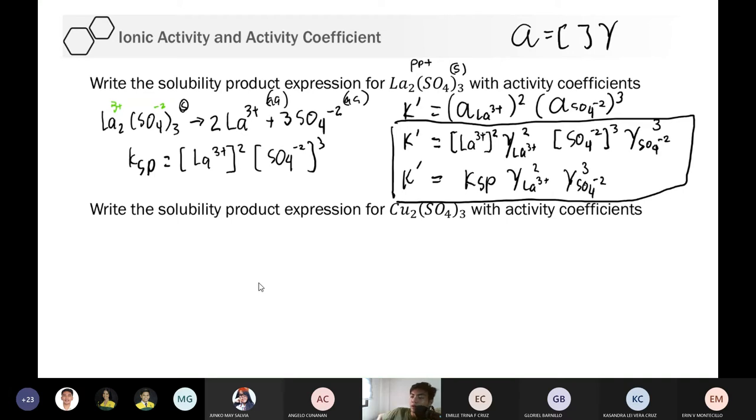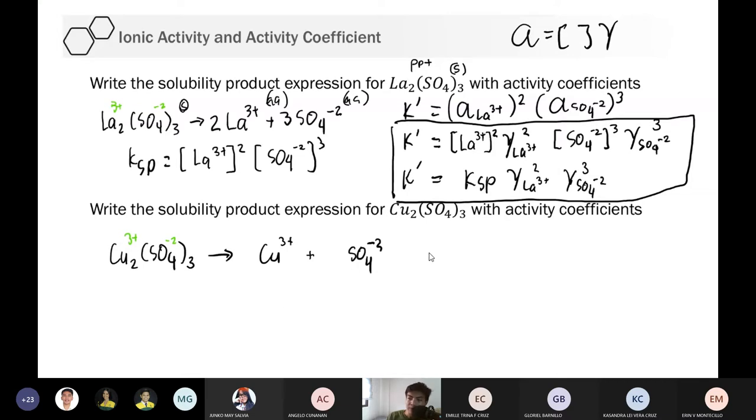Punta tayo dito sa baba. Let's write the solubility product expression for copper 3 sulfate. Anong ions mapoproduce natin dito? Malamang we have copper and then we will have sulfate ions. Sulfate, negative 2 yan. Ano yung charge ng copper? Reverse crisscross. Saan galing 2 na to? Kay sulfate. Saan galing yung 3? Kay copper. So, the charge of copper is copper 3 plus. And for sulfate, that's negative 2 by default.